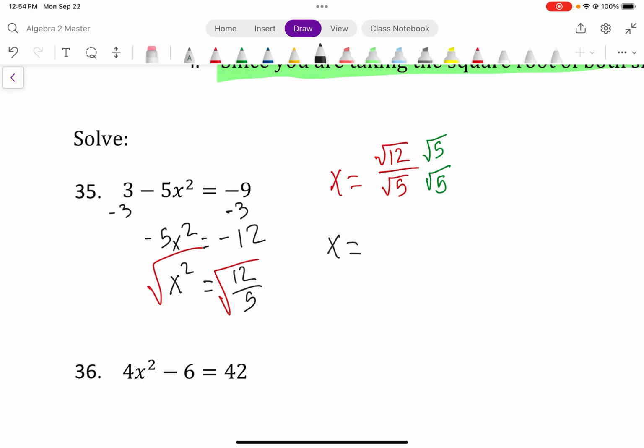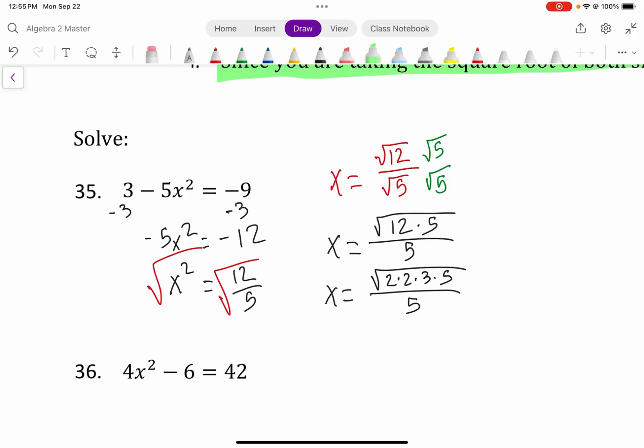I multiply top and bottom by the square root of 5 because I'm multiplying by 1. I'm not changing anything. But now this top, I'm going to have as square root of 12 times 5. On the bottom, I get just plain old 5. Square root of 5 times square root of 5 is 5. The square root of 12 times 5, I can write it as 2 times 2 times 3 times 5, where 2 times 2 is 4 times 3 is 12.